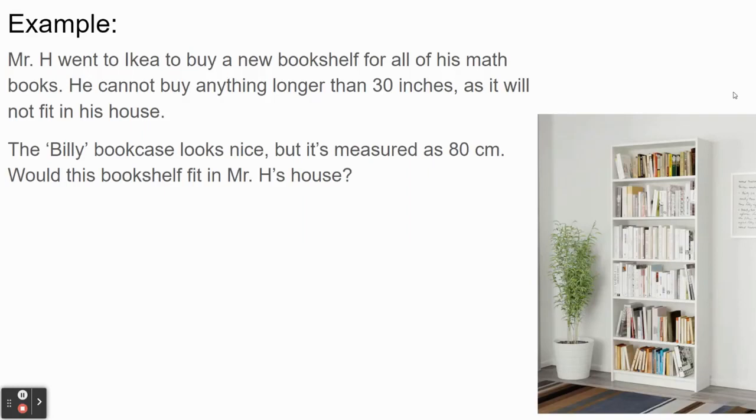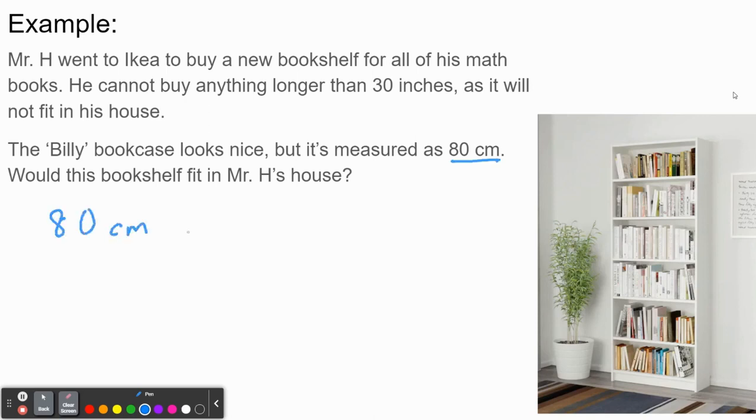So the first thing that we're going to do is we are going to find our pen. There we go. The first thing that we're going to do is we're just going to write down this 80 centimeters. Since we don't know what that is, but we want to compare it to 30 inches, at the end of our problem, we're going to want to make sure that our answer is going to be in inches.